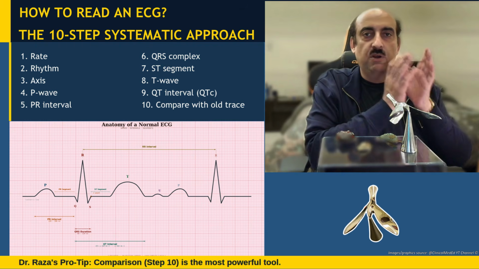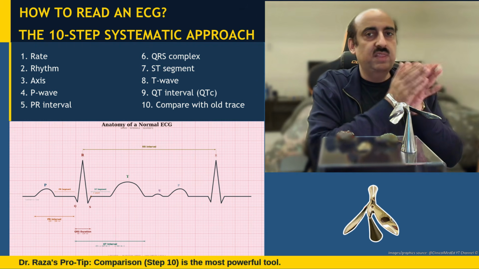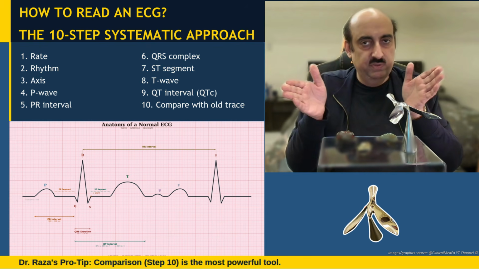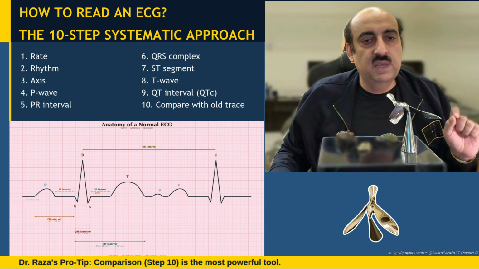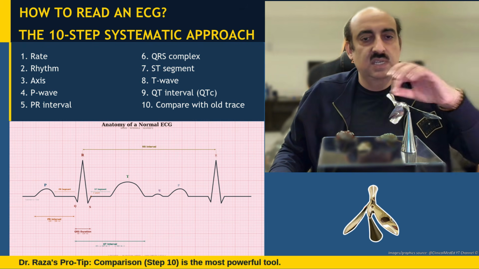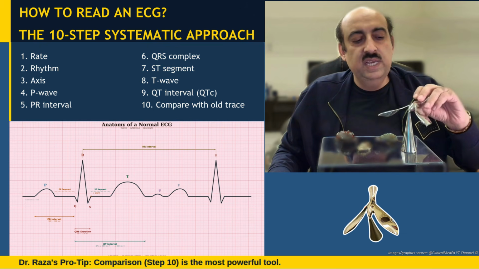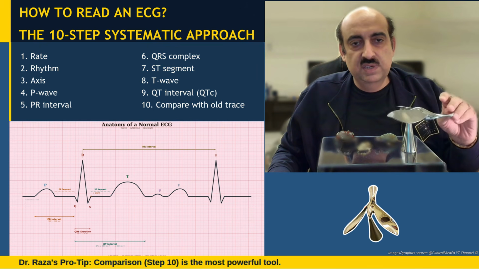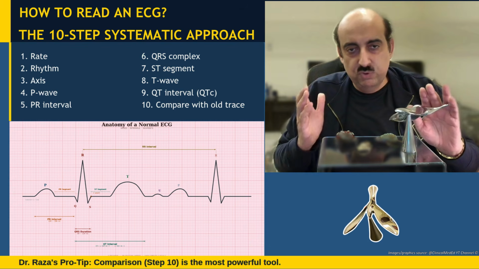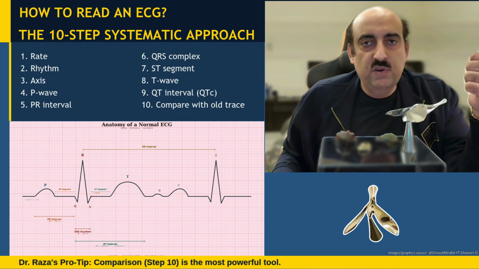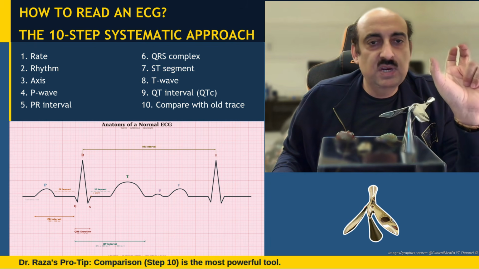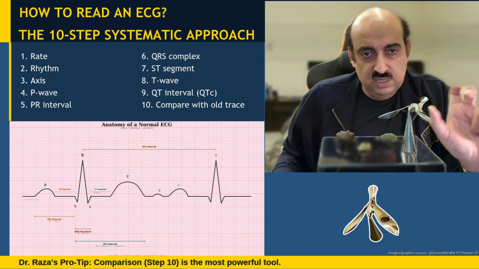Then we come to the waves, intervals and complexes in the sequence in which they appear on the ECG: P, followed by PR, QRS, ST, T and so on. So our AG dove, the Argentum dove, gives us the right balance, a systematic approach to ECG interpretation. First, number 1 is rate, number 2 is rhythm, number 3 is axis. Then we look at the P wave. We'll come to that one step at a time.